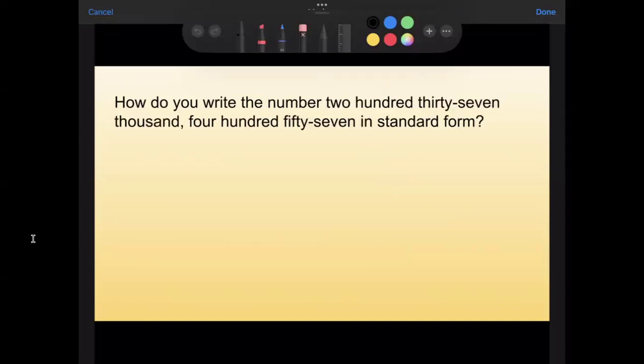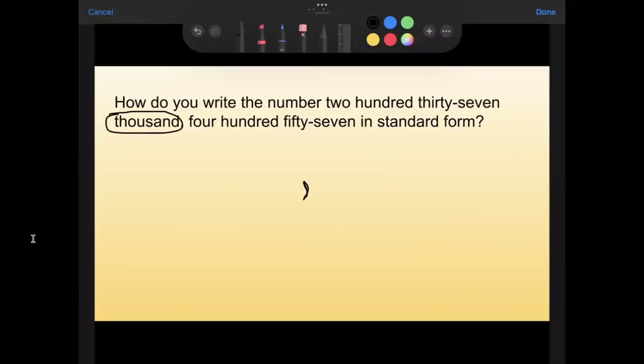Okay, here's our next one. How do you write the number 237,457 in standard form? Okay, so now we're going to flip the tables. They're going to give us a word form and we're going to write it in standard form. Now, when I was reading that, I came across the word thousand. So that tells me there's going to be a thousands comma here. So I'm going to go ahead and put that comma right here.